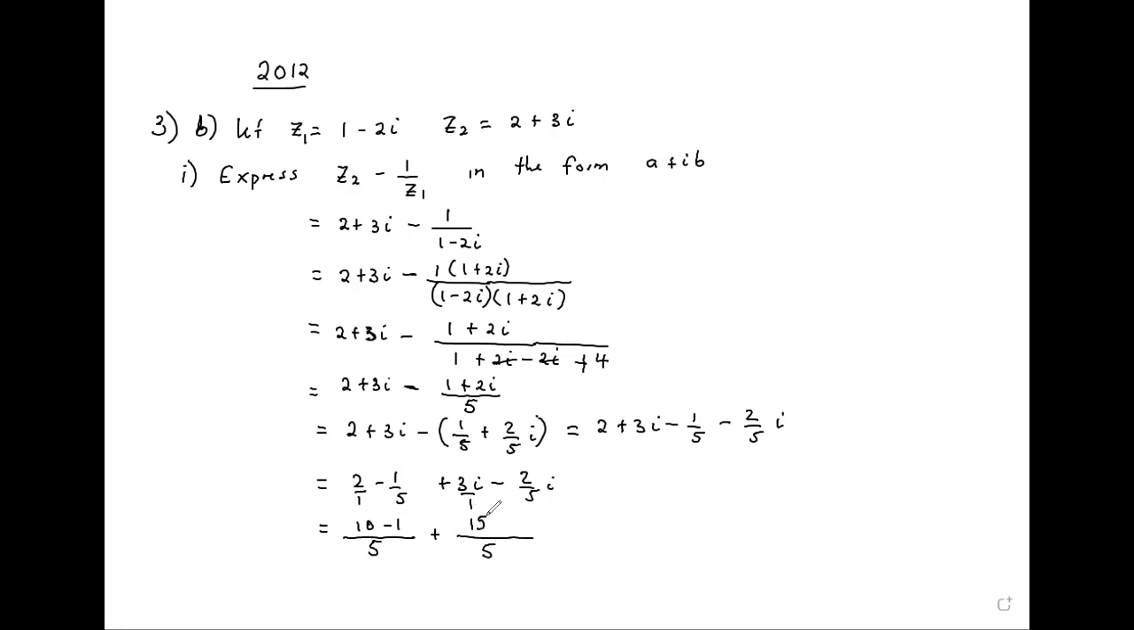So 15i minus 2i, which is 9 over 5 plus 13i over 5. So the job is just to substitute. Where there is z2, you put the actual z2. z1, you put the actual z1.